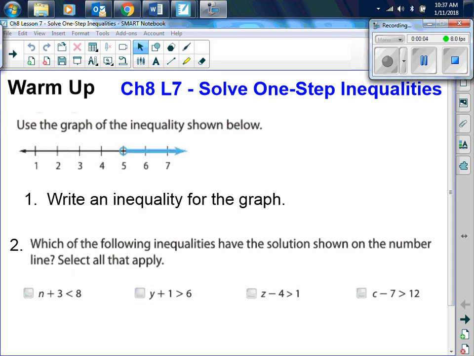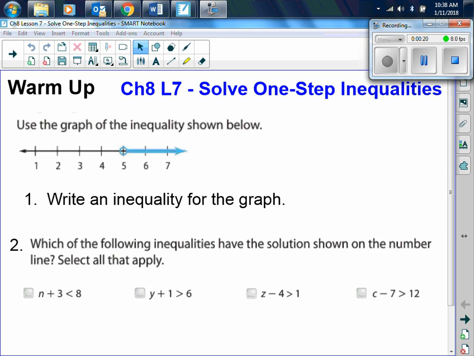Alright, so today's lesson is Chapter 8, Lesson 7, which is Solve One-Step Inequalities. Okay? So for the warm-up, we want to use the graph of the inequality shown here, and we want to write an inequality for that graph.